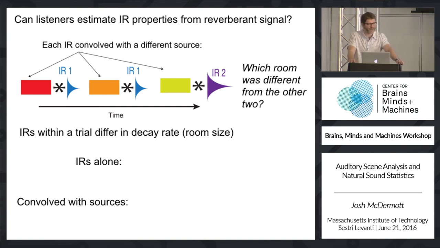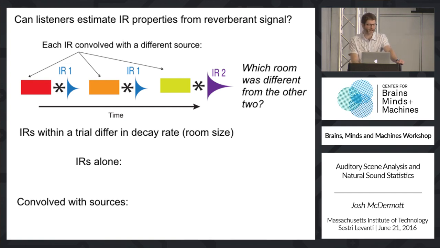So finally, we asked whether listeners can conversely estimate the properties of the environment from the reverberant signal. So we gave them sort of like the reverse task. They, again, heard three sounds on every trial. Again, each sound is the convolution of a source with an impulse response. But here, all three sources are different, and two of the impulse responses are the same and the other one's different. And so now people have to answer the question, which room was different from the other two? All right, so again, all three signals are distinct from each other, but two of them were generated from the same room.